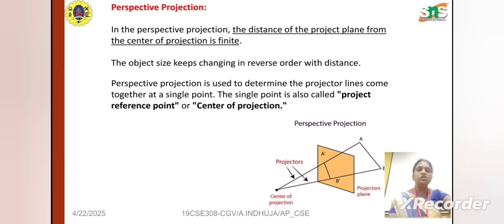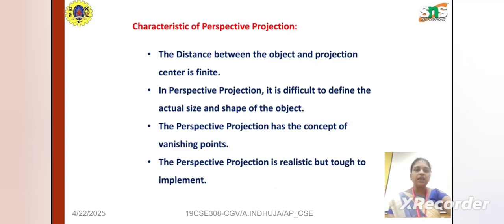So in perspective projection, we cannot expect the actual size of the object. As I already stated, the object size keeps changing in reverse order with the distance. So these are the characteristics of perspective projection. The distance between the object and the projection center is finite, so it is measurable. In perspective projection, it is difficult to define the actual size and shape of the object, since the object size differs based upon the distance between the object and the projection plane.